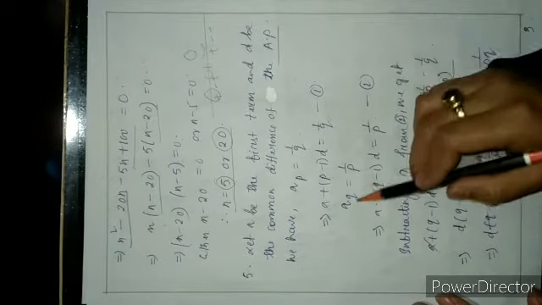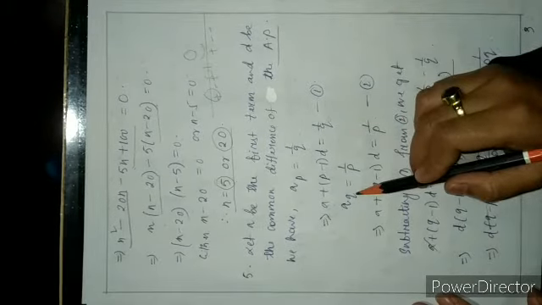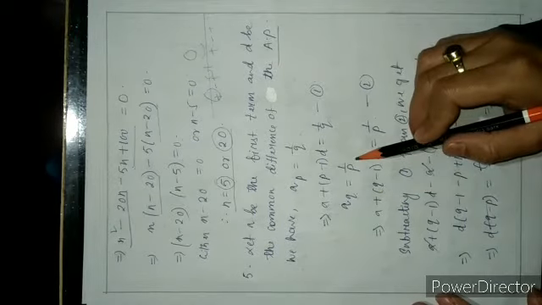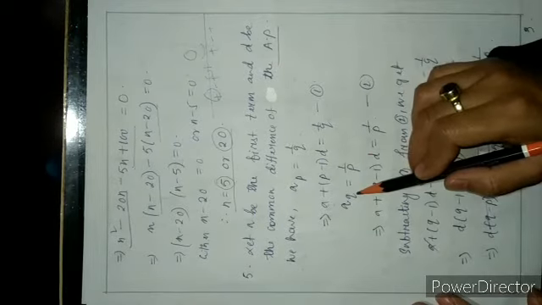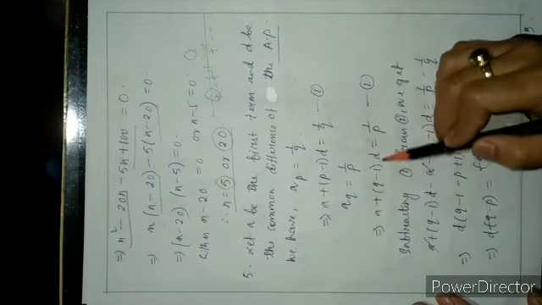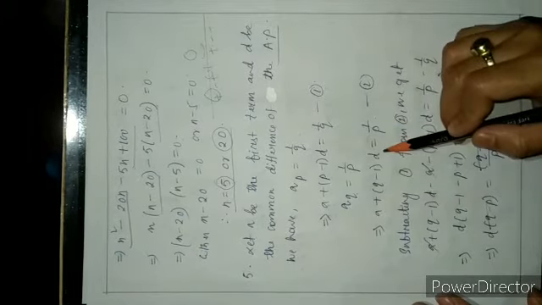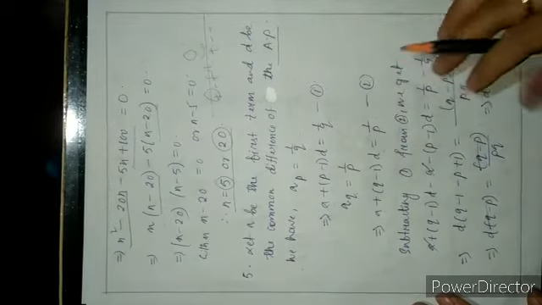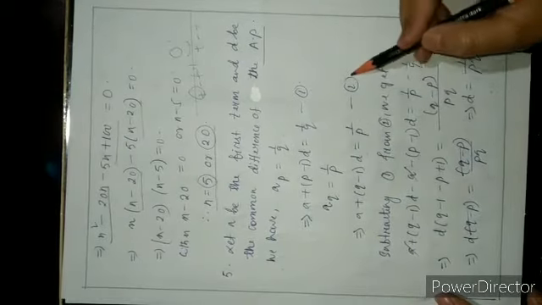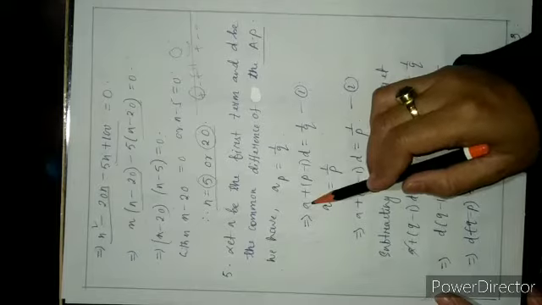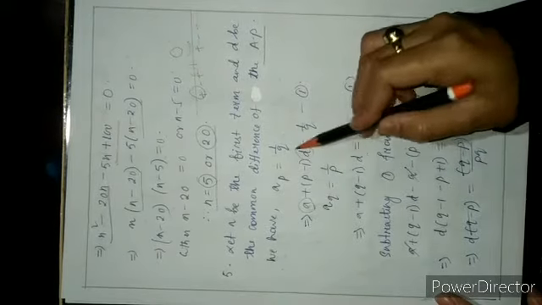Call this equation 1, and then AQ. AQ means the Q-th term of the AP is equal to 1 by P. Then write the formula of AQ: A plus (Q minus 1) D is equal to 1 by P, where A is the first term and D is the common difference. This is equation number 2.